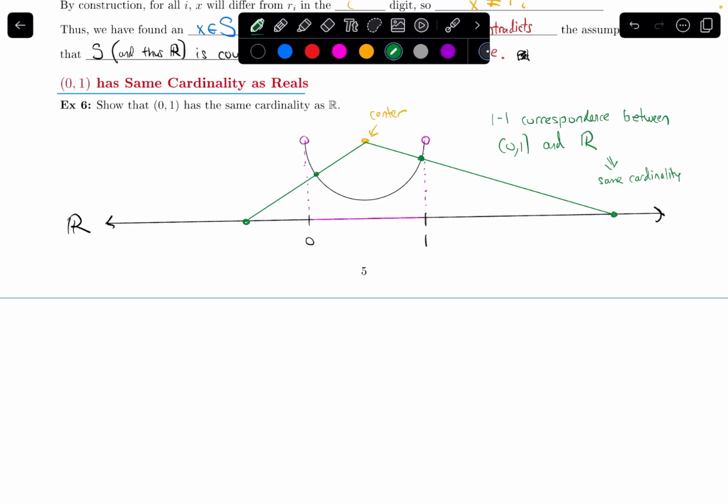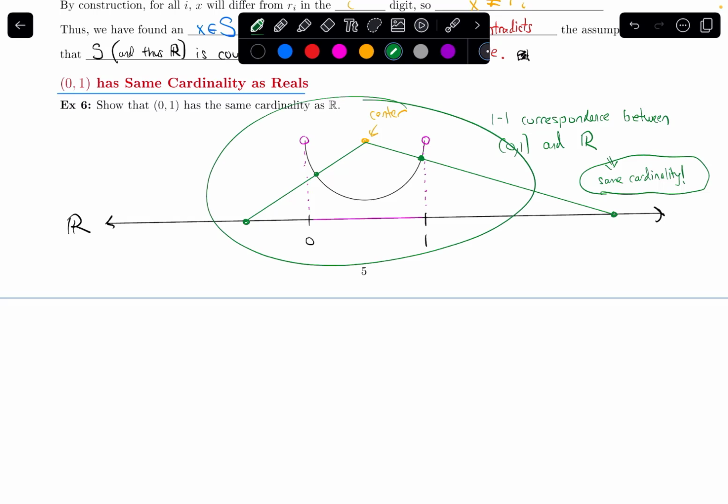Okay. And this is actually one of my favorite proofs because I really like this visual argument. And yes, this shows that these two sets do in fact have the same cardinality.